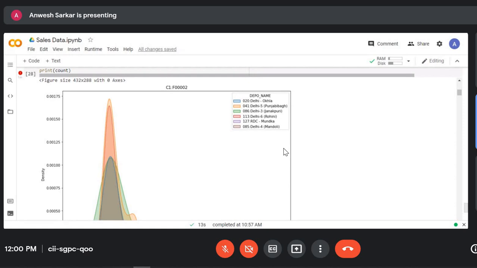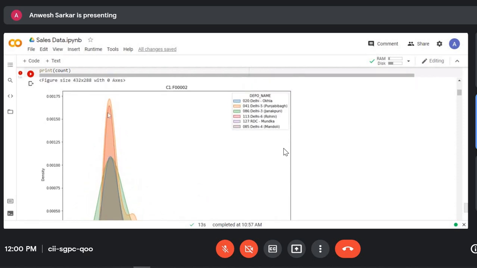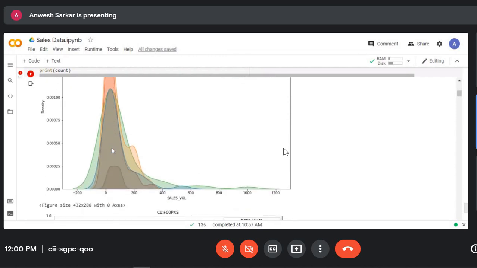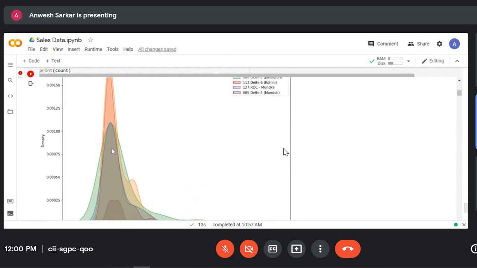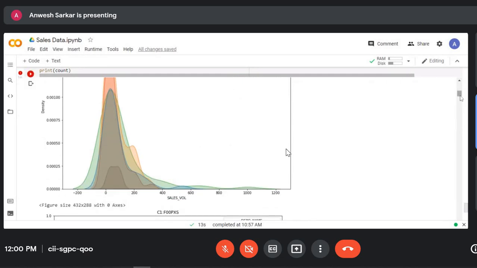So, sir, as we can see, the zero sales value is coming up very high. This is zero sales on a daily basis. In the data, there were very many columns which have directly zero sales. I have visualized it using a histogram. This is the sales volume on a daily basis.